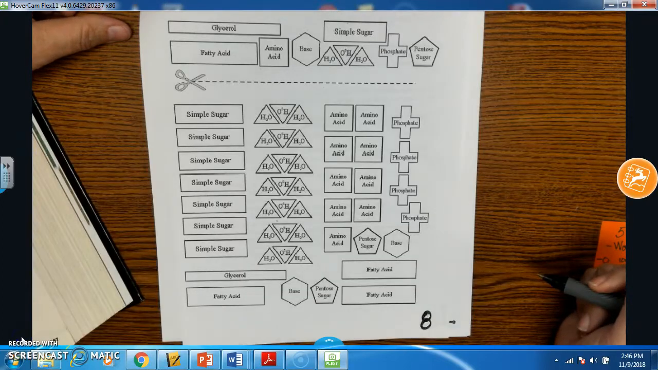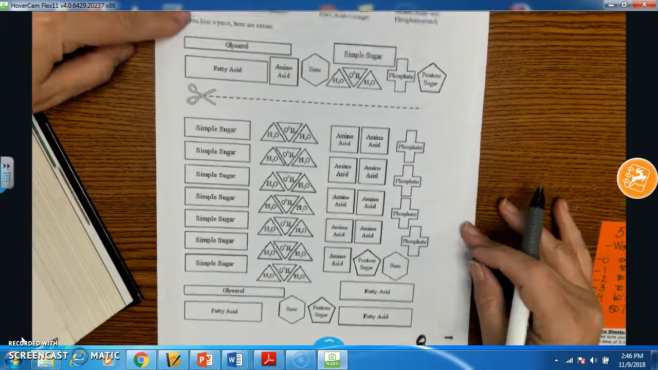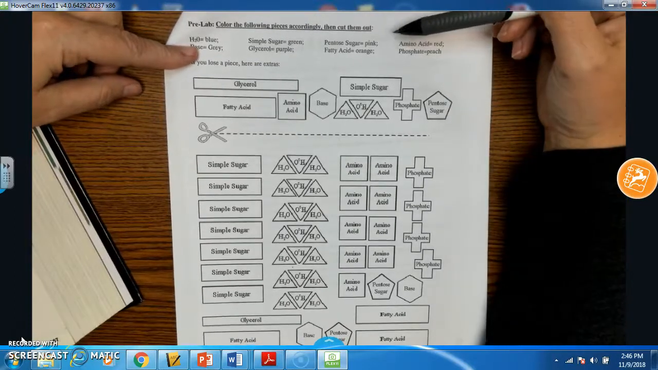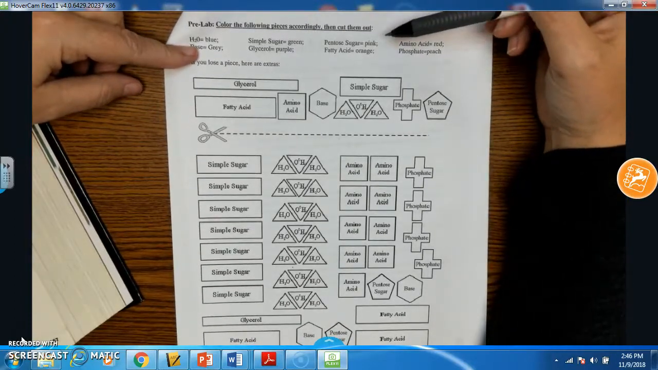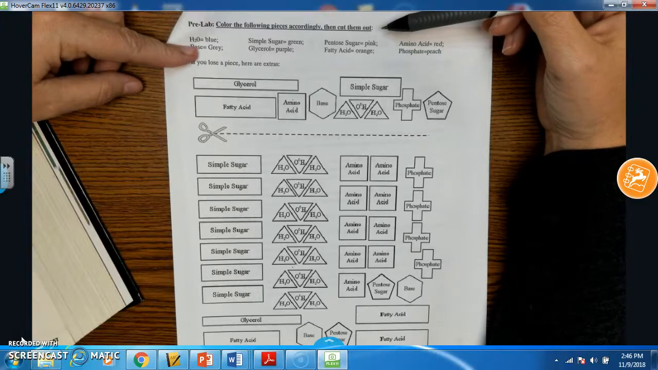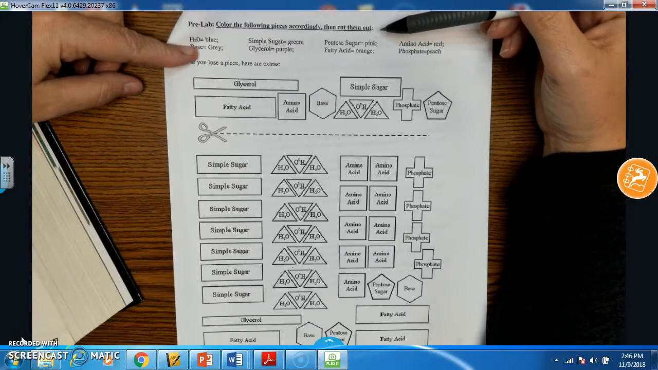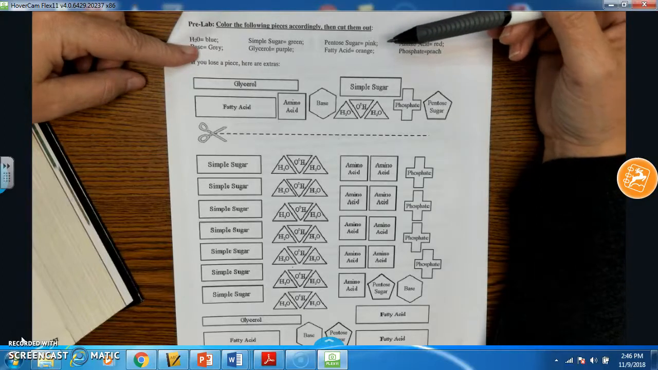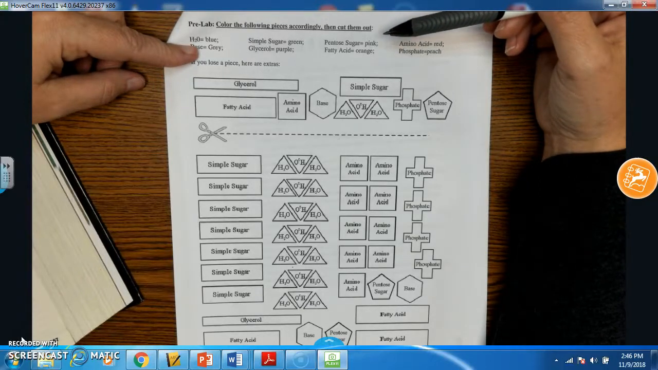Okay, on page 8 of your packet, you will see your pre-lab instructions are color the following pieces accordingly and then cut them out. So my suggestion to you is to not cut them out until the 3rd day. So if you color them in advance, that's fine to work in advance. I would never discourage that. But if you cut them out, I have absolutely no way of giving you the ability to store those.